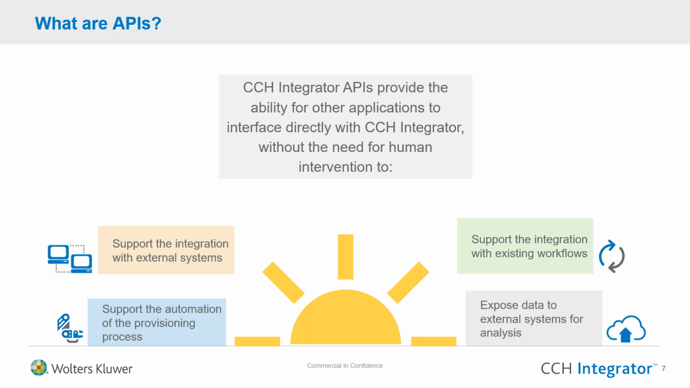An API is an abbreviation for an application programming interface. Essentially, it's a method by which systems can talk to each other. We have introduced APIs into Integrator to help automate routine processes and help improve the information exchange of data which has been collected or calculated within Integrator, or in other applications, to allow that to be easily shared between applications.